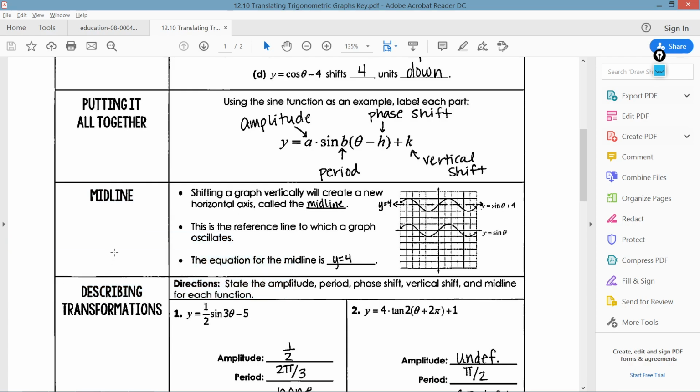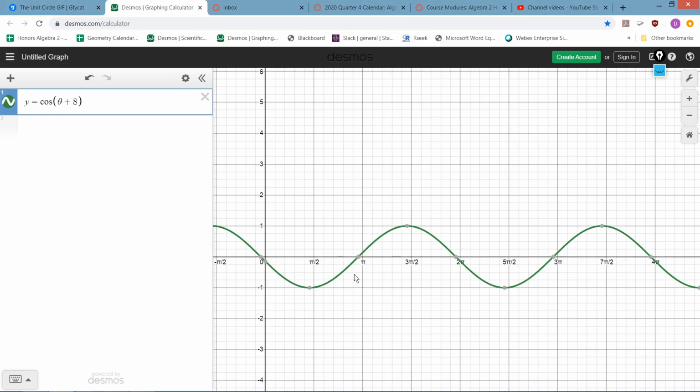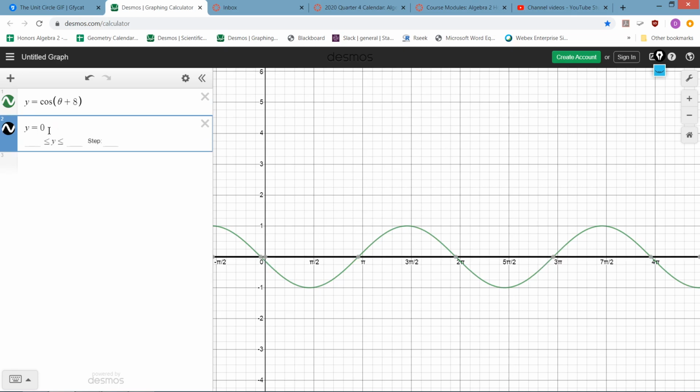And just keep in mind that the midline is that middle point, where it's going through 0 each time. If someone asks for the equation of the midline, it's just asking what is this horizontal line right here. So if I have a graph like right here, my midline is y = 0.